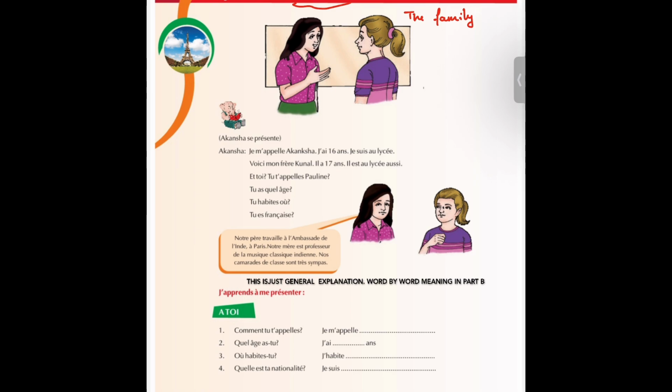So Akansha is presenting herself. She says that my name is Akansha and I'm 16 years old and I am going to high school. Here is my brother Kunal and he is 17 years old and he is also going to high school. And you, what's your name? She is asking the question in an inverse form. So she is asking, are you Pauline? What age are you? Where are you living? And are you French? So this is the paragraph we are going to discuss in part B.